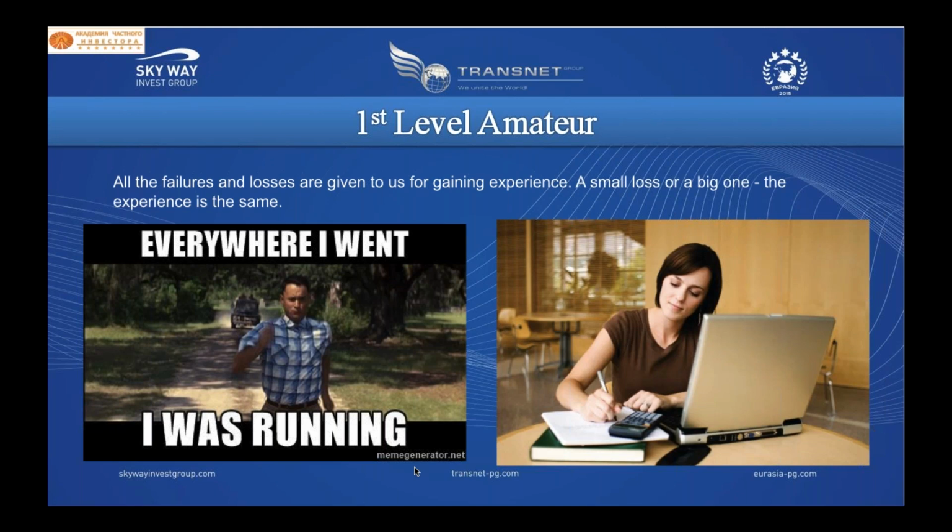But our aim is not to downgrade, our aim is to go further to level 2, 3, 4, and 5, and so on. So first level, people who already tried, they're aware of investment. They might have done a few investments previously. They might not be successful, but they're still okay with it. They understand that whatever small loss or big loss, it's still experience.